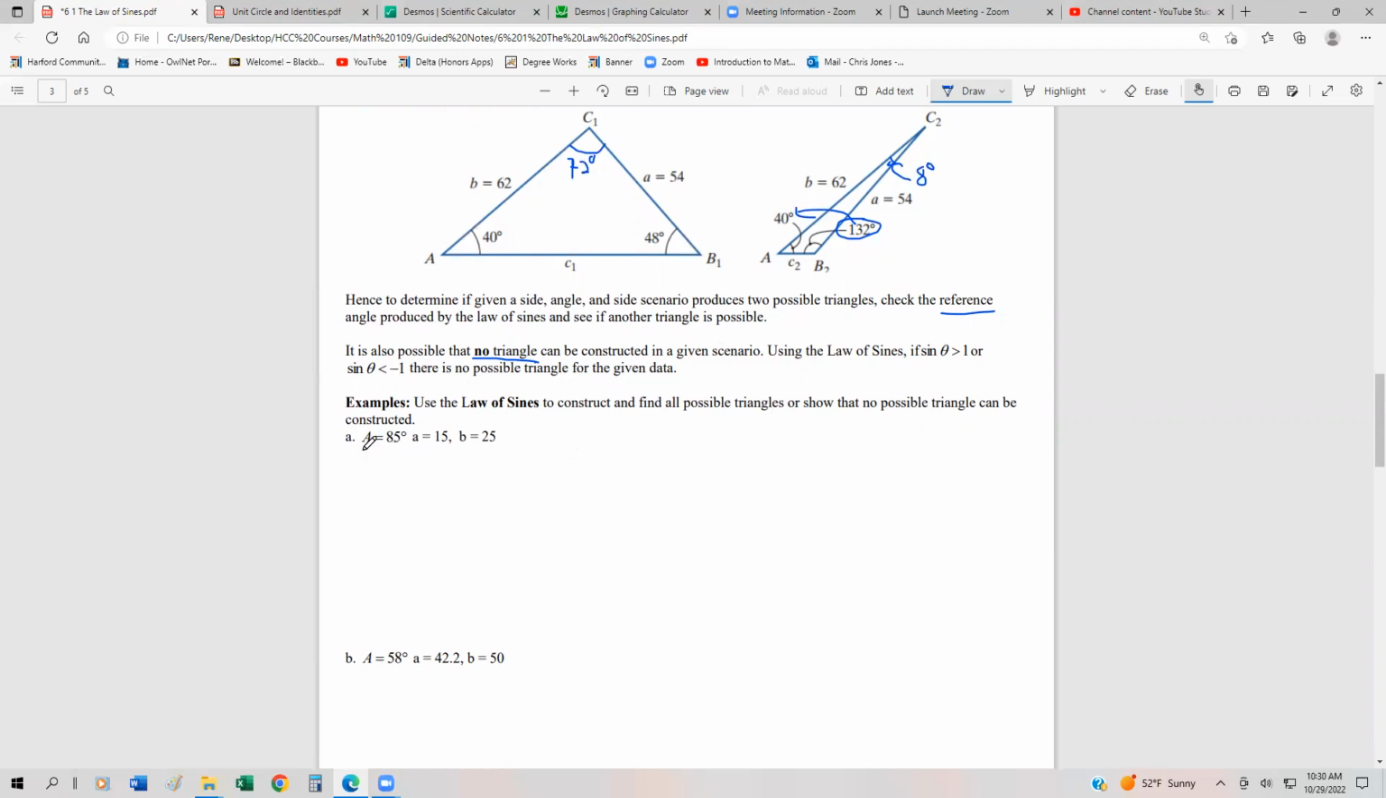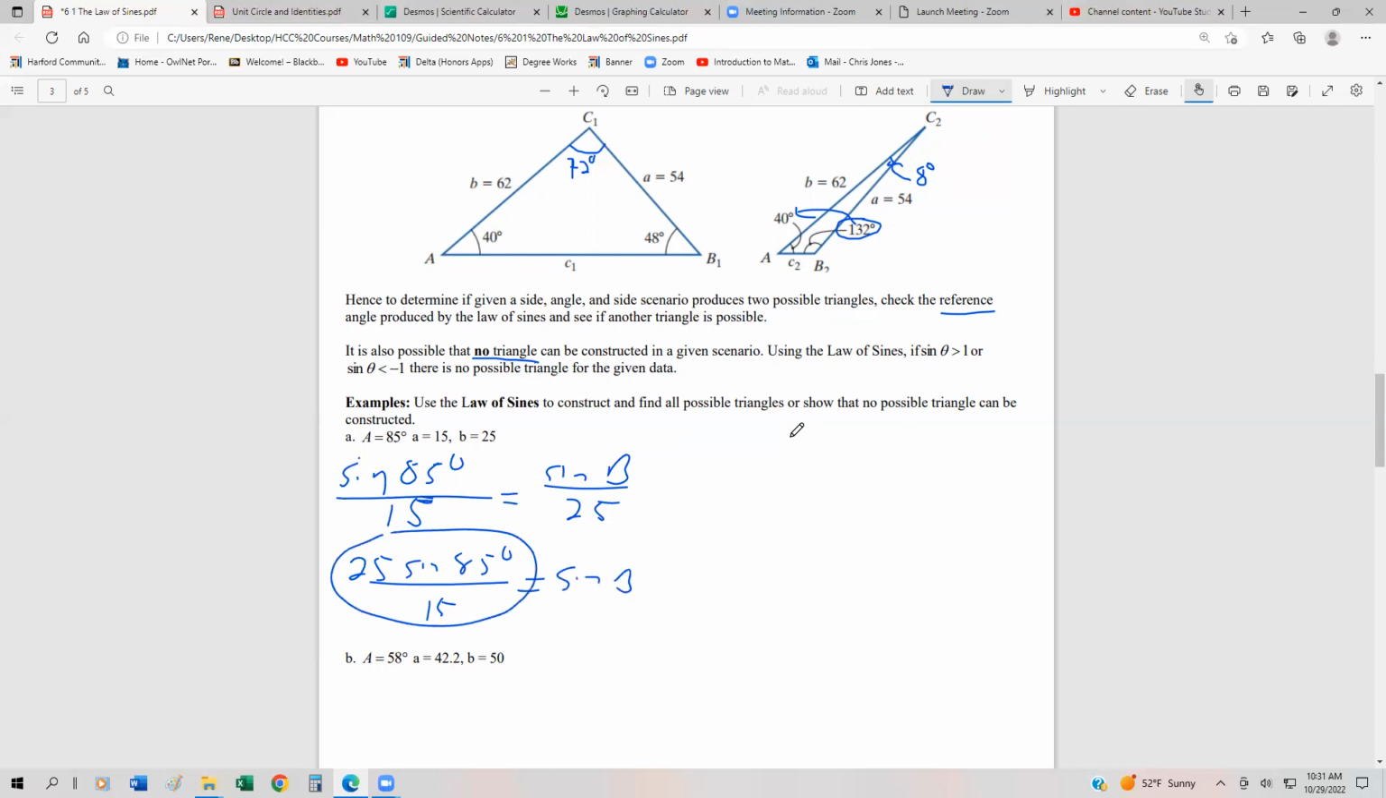So we have angle A is 85 degrees, side a is 15, side b is 25. Using the law of sines, I can say that the sine of 85 degrees, which is A, divided by side a, which is 15, is equal to the sine of B, which is unknown, divided by 25. If you're looking for an angle, put the angles in the numerator. If you're looking for a side, put the sides in the numerator. I can multiply both sides by 25, so I get 25 sine of 85 degrees divided by 15 is equal to the sine of B.